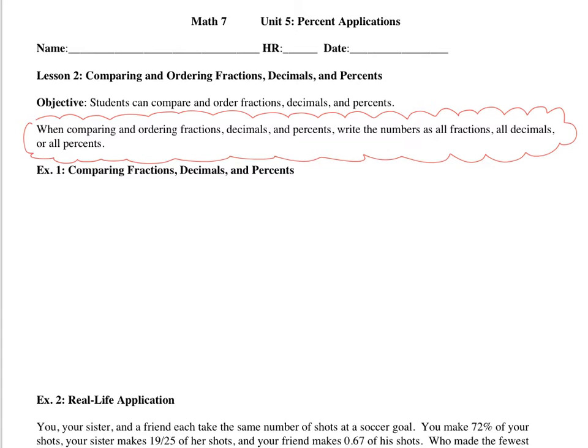So here's example 1. I am asking you which one is greater: 3/20 or 16%. I already have one of these rational numbers in percent form. My goal would be to convert 3/20 into a percent. So I need to think about what it would be over 100, since percent is out of 100. I know that 20 is compatible with 100 because it goes into it evenly.